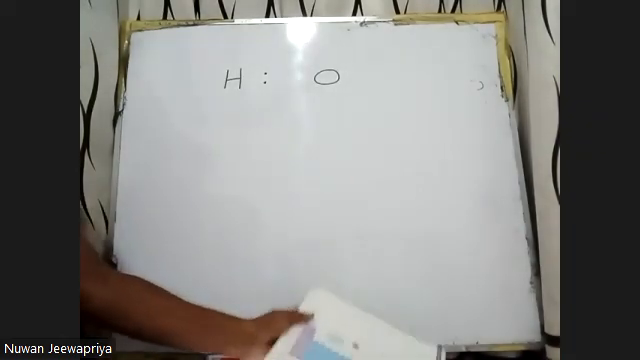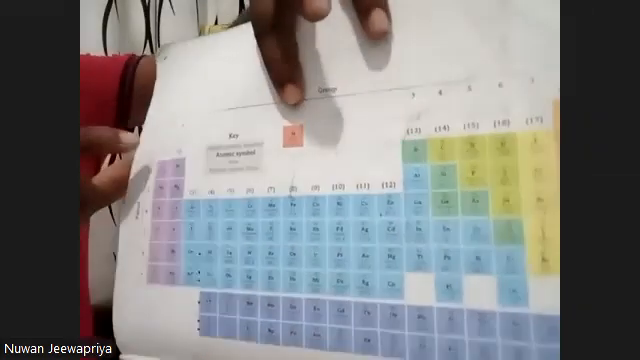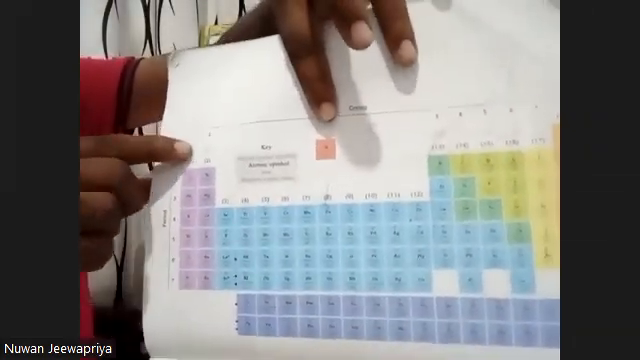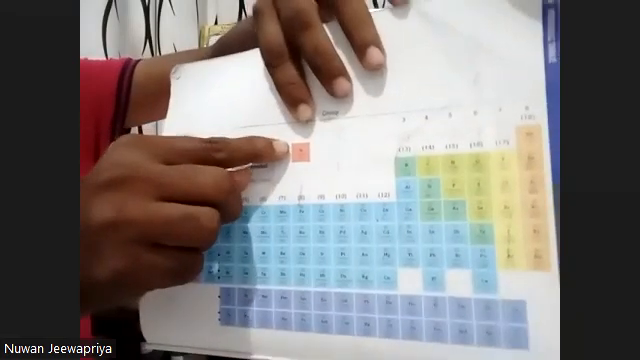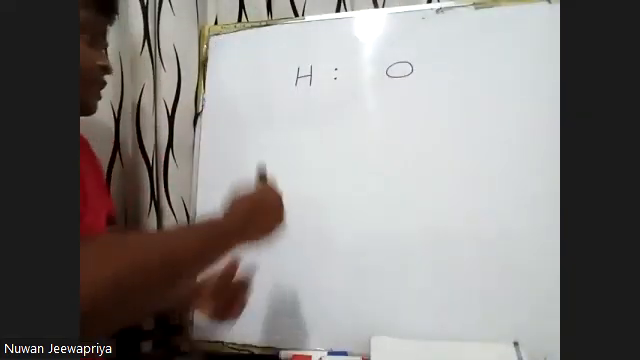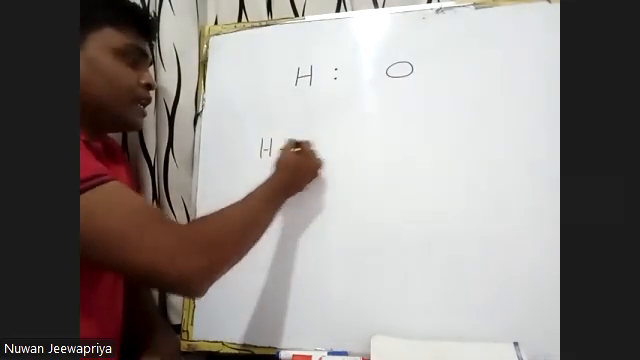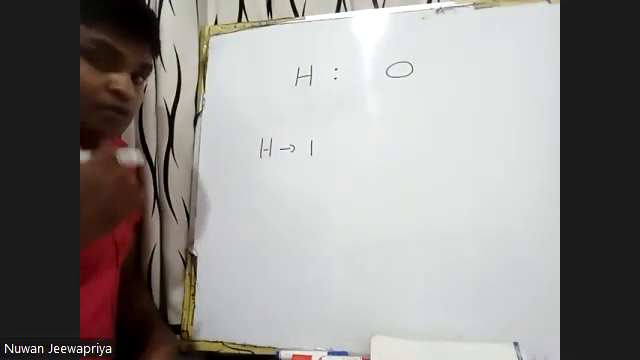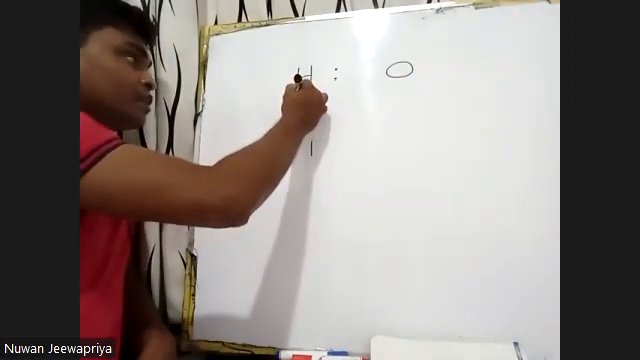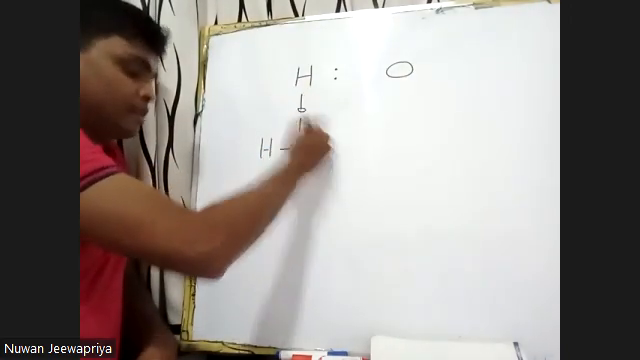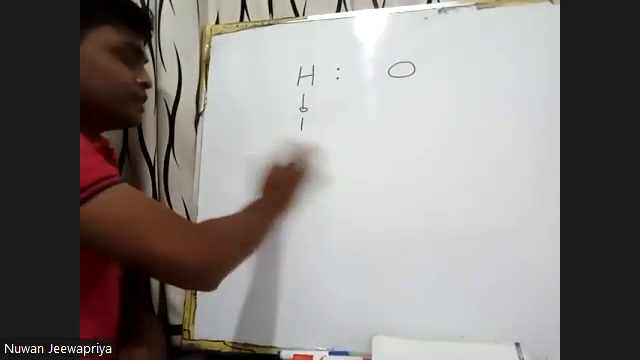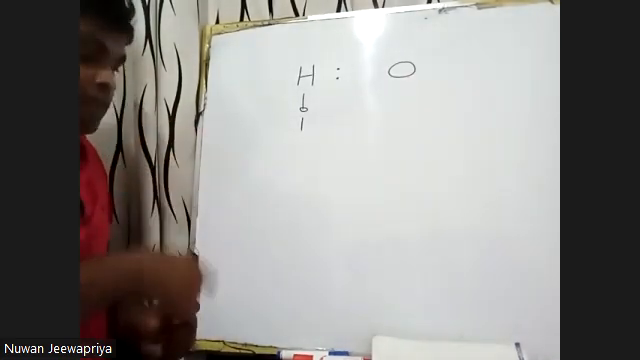Now, you see the hydrogen here. Sometimes in your periodic table, hydrogen may be in group 1. Hydrogen's atomic number is 1, so we write the configuration as 1. So the valency of hydrogen is 1. So we write the valency of hydrogen here. What is the valency? 1.